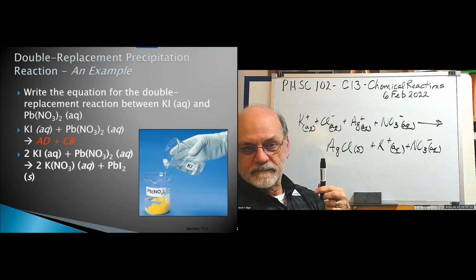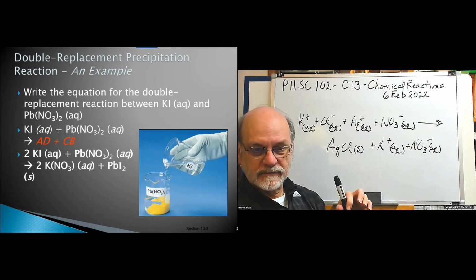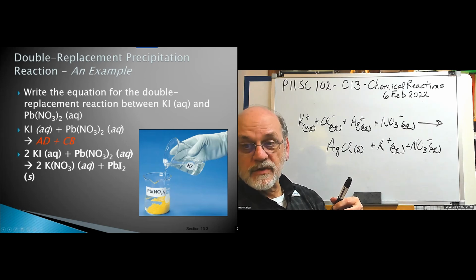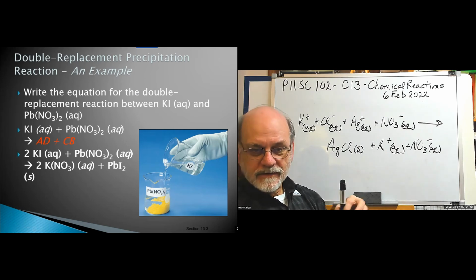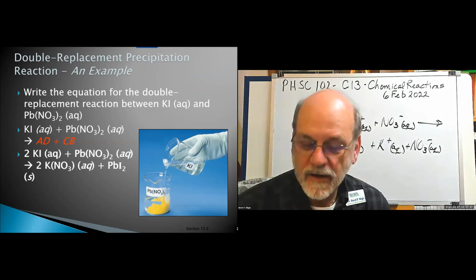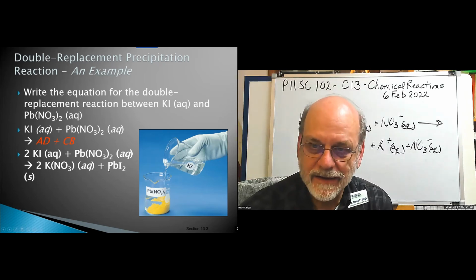Here's another one. In this case, potassium iodide and lead nitrate, lead 2 nitrate, if we write it correctly, produces potassium nitrate and lead 2 iodide. As it turns out, though, lead 2 iodide is insoluble. So it produces this yellow color. That's lead 2 iodide.